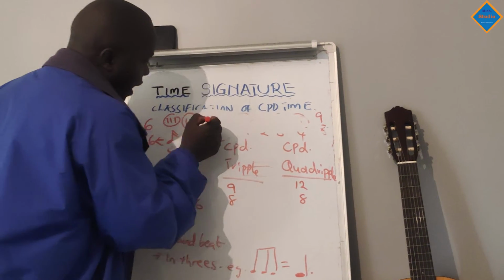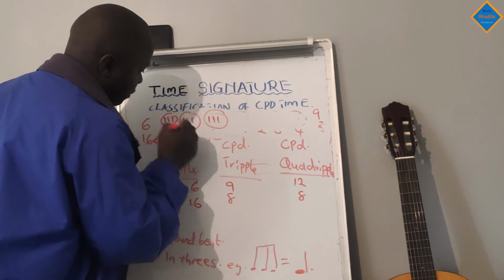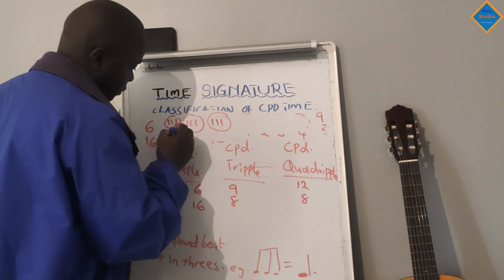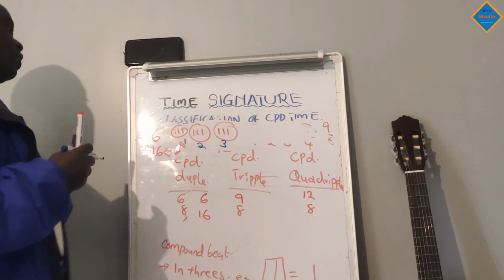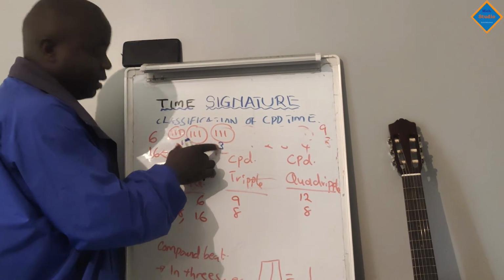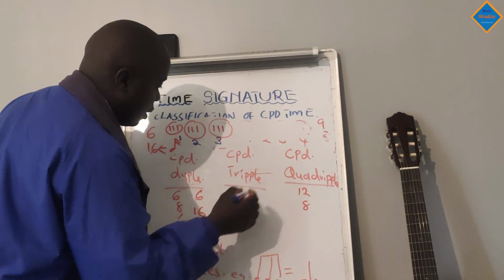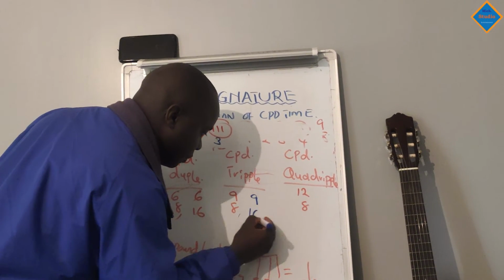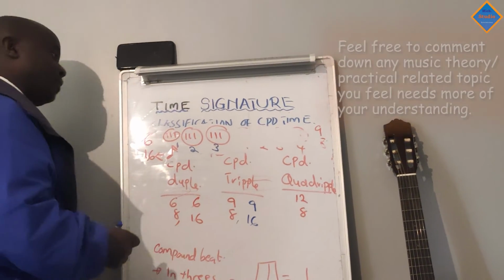In case I add one more group, we shall have 1, 2, 3. So we say the 3 gives us a triple. Triple means 3. So we shall say 9/16 is an example of compound triple time signature.